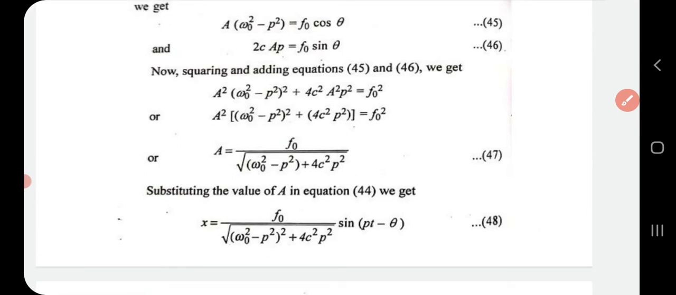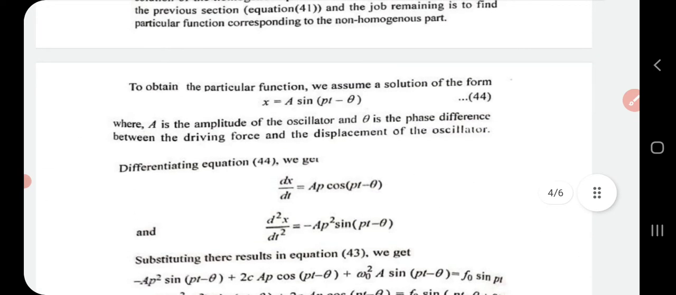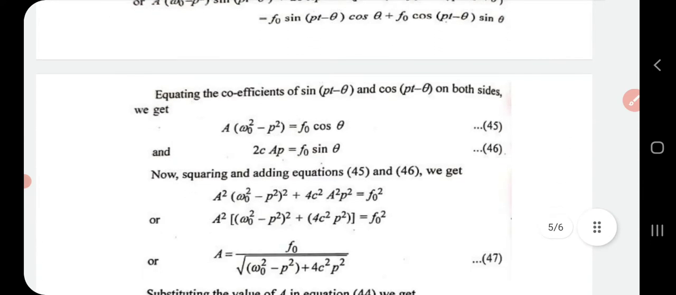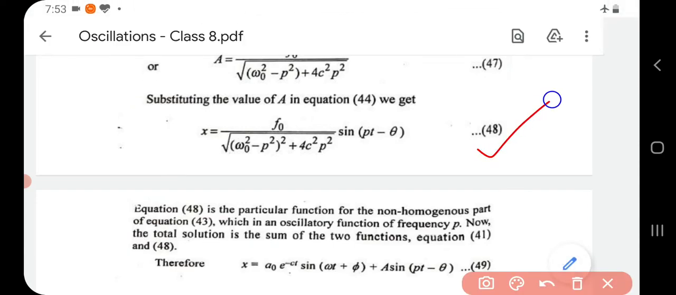Now you substitute the value of a in 44. What was your equation 44? x equal to a sin(pt minus theta). Now you got the value of a. What was a? The amplitude of the oscillator. So on substituting, your equation 44 will become like this, equation 48. So that equation 48 is the particular function of the non-homogeneous part of equation 43. So the total solution will be the sum of two functions, that is equation 41 and equation 48.